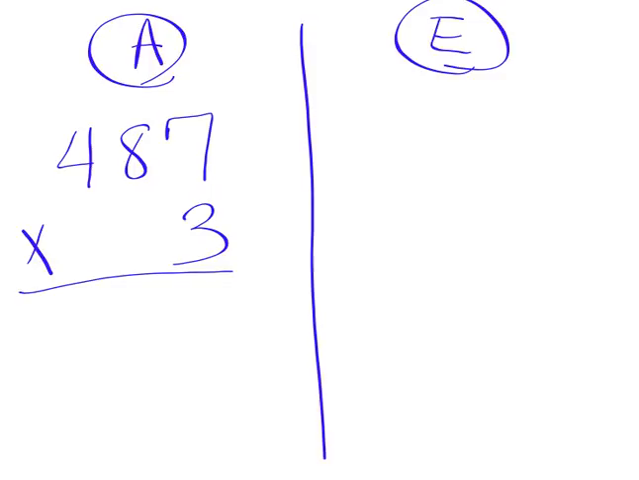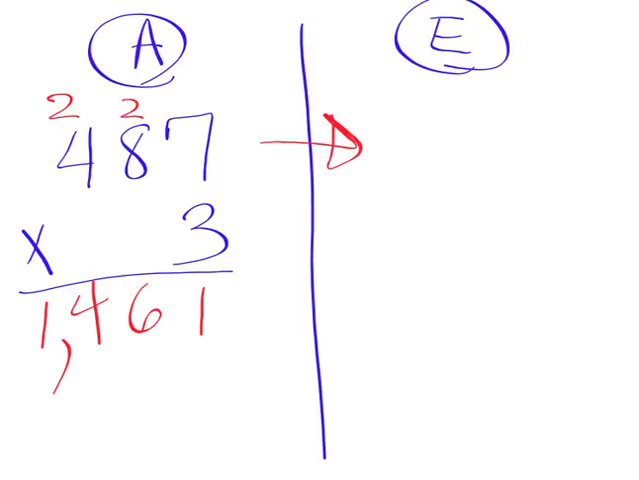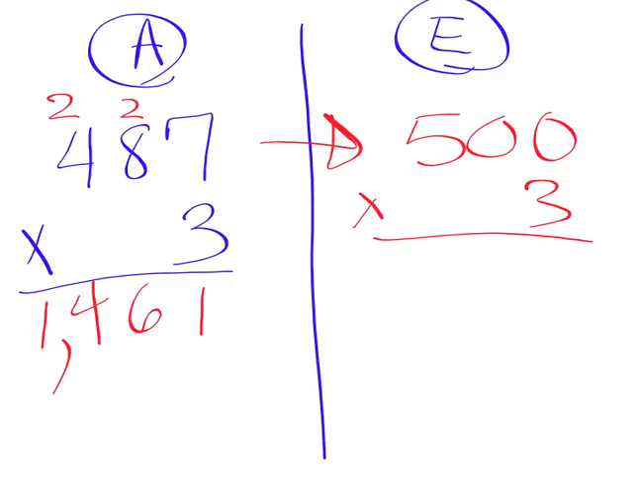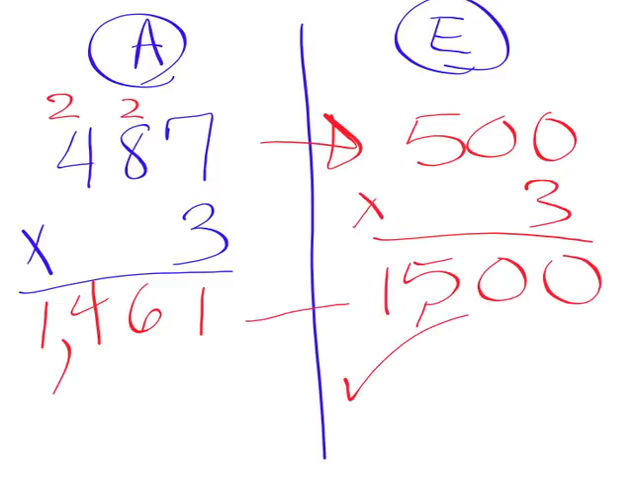All right, let's see. 7 times 3 is 21. 8 times 3 is 24, plus 2 more is 26. 4 times 3 is 12, plus 2 more is 14. Let's see if I'm right. 487 on a number line is closest to 500. 3 groups would be 1,500. They look pretty reasonable to me. If you're feeling good, please move to a practice station, and great job.